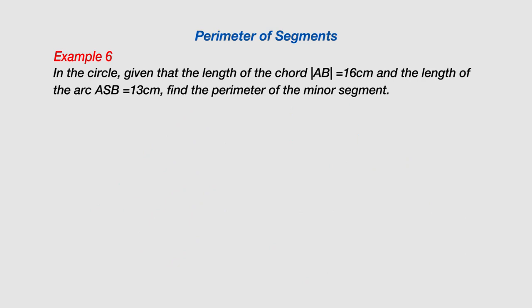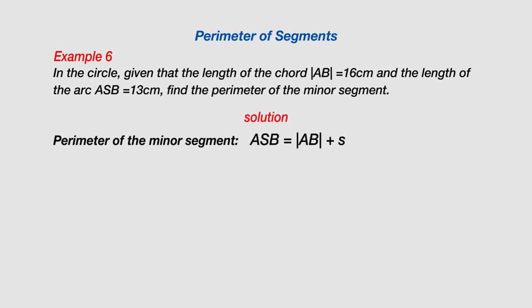In a circle, it is given that the length of the chord AB is equal to 16 centimeters. And the length of the arc ASB is equal to 13 centimeters. The question says, find the perimeter of the minor segment. Let's look at the solution. The perimeter of the minor segment, ASB, will be equal to the length of AB plus S. And that gives us 16 centimeters plus 13 centimeters, which gives us an answer of 29 centimeters.